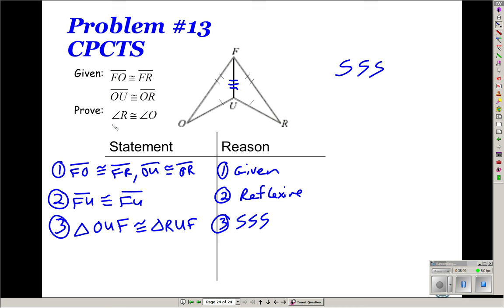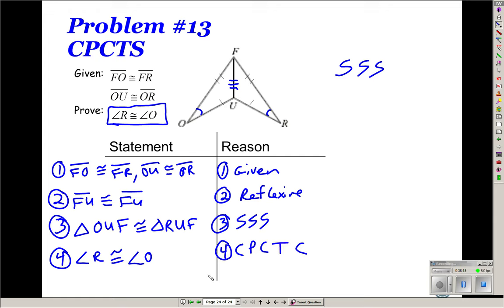And then go that one step further. I know that angle R and angle O have to be congruent. Since the triangles are congruent, any of their corresponding parts are congruent because of corresponding parts of congruent triangles are congruent. CPCTC.